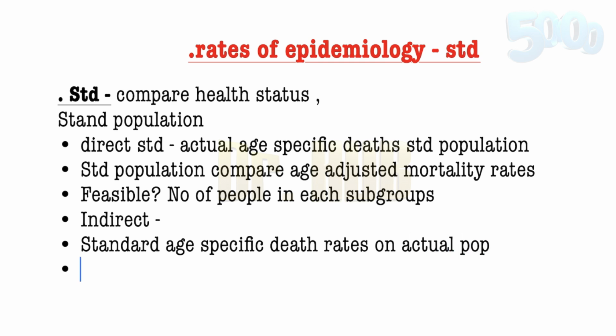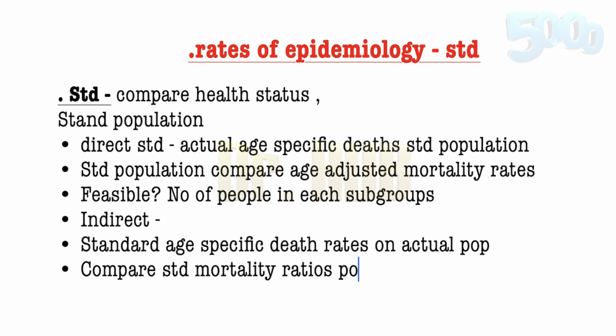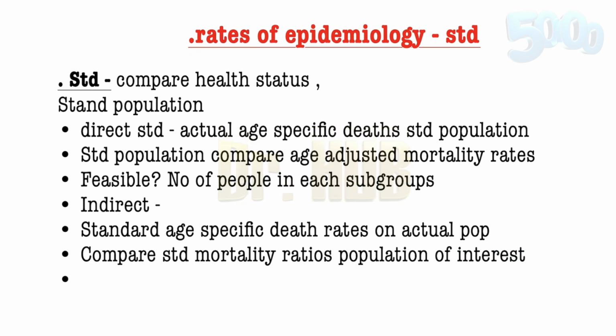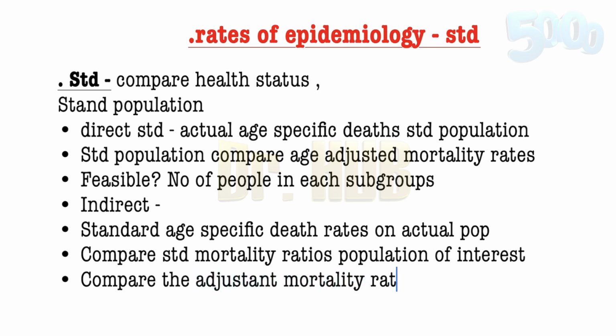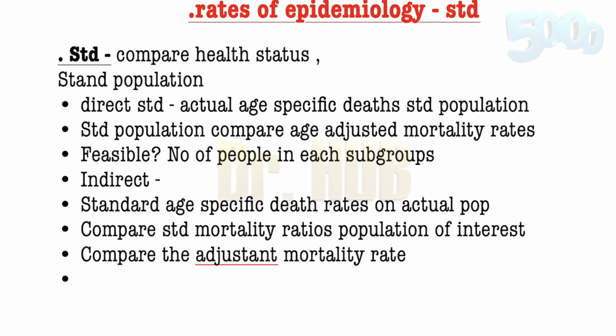Then the concept is, first you have the reference population, then you have a standard population. In between, the age specific mortality rate will be known. Then you compare the standardized mortality ratios of the population of interest, that is, compare the adjusted mortality rates. One form of this is known as the standardized mortality ratio.